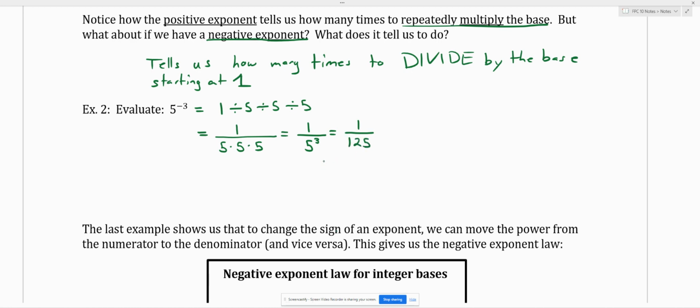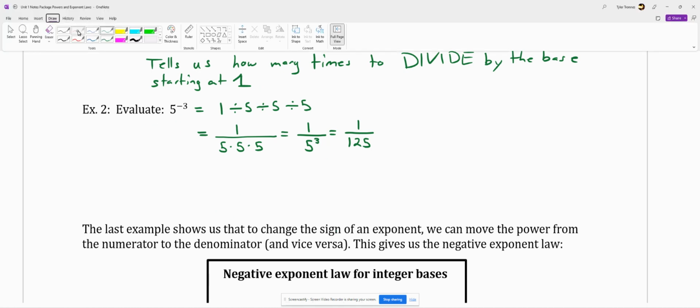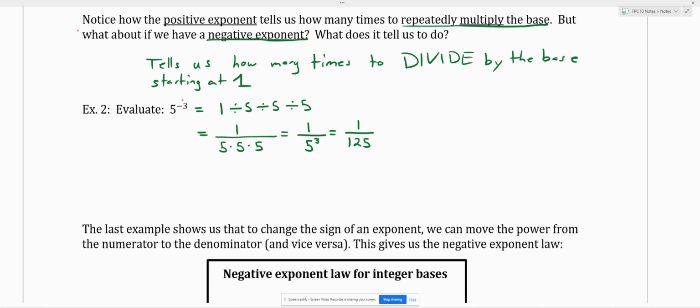So I want you to notice a couple things that happened. Let me switch colors. Really important is that we notice that up here we started with 5 to the negative 3, and we went all the way over. I want to focus on what it looks like right here. Put a little circle around this. What did we actually do? A couple things happened. The exponent sign changes.